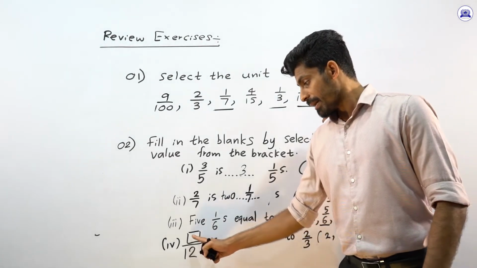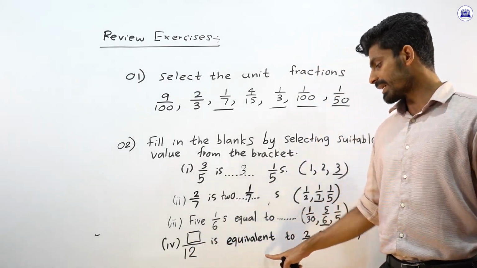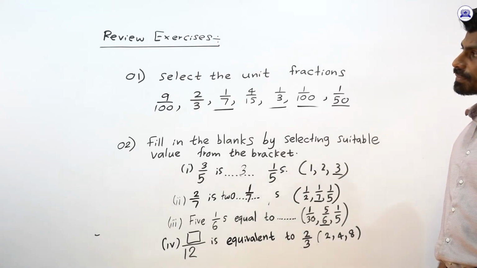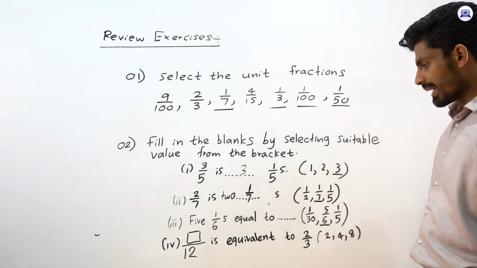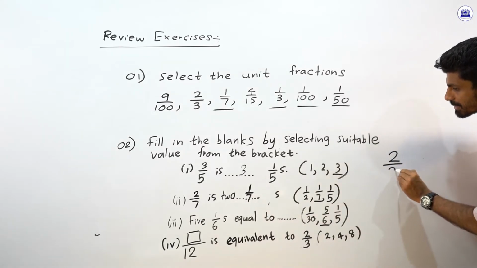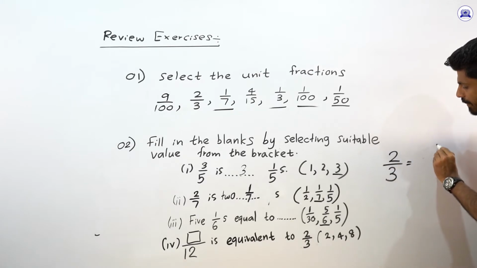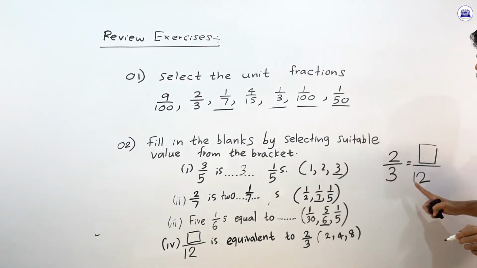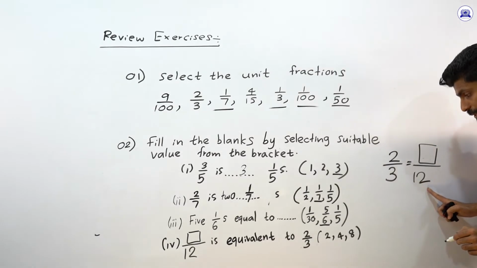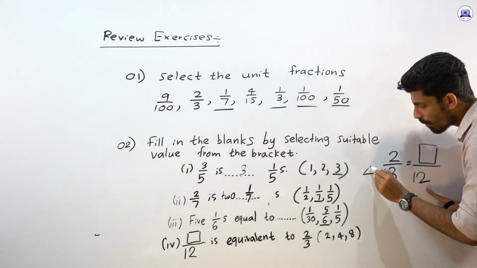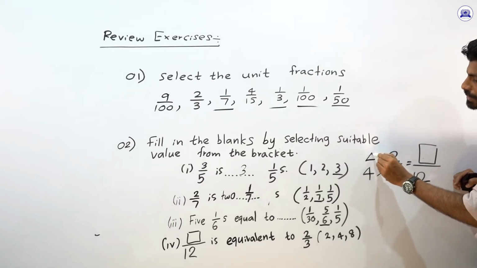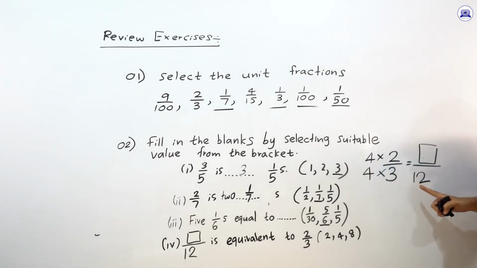Right, okay. Blank divided by 12 is equal to 2 over 3. That means 2 over 3 should be equal to something over 12. My dear student, 3 should become 12. To that one, you need to multiply by 4. So look at the denominator, you need to multiply by 4. The numerator also you need to multiply by 4, very easy.